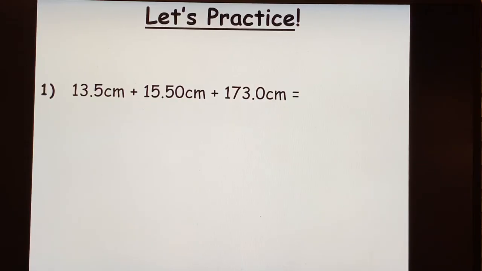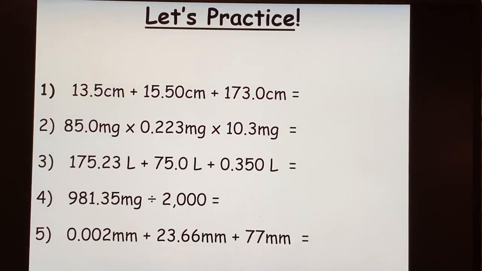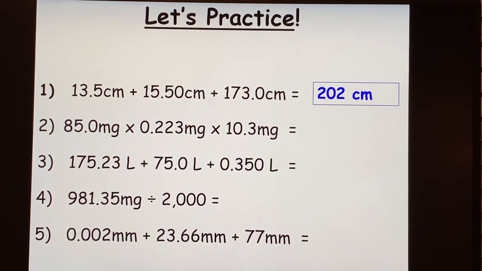Some more practice. 13.5 plus 15.5 plus 173.0, okay? The smallest sig figs are 3 in the very first number, 13.5. So our answer must have 3 significant figures. So 202 centimeters. And we're adding, we're not multiplying, so we don't put a squared or a cubed next to the centimeters, okay? Let's look at the second one.